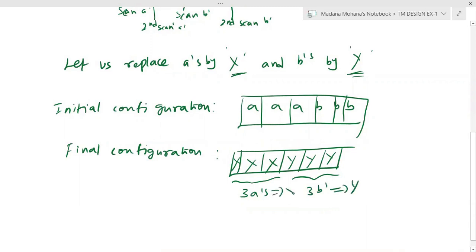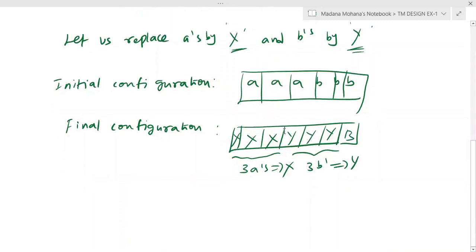Here 3 A's are replaced with X. Then the right side is blank, which means the Turing machine halts at the accepting state by putting an equal number of A's and equal number of B's on the tape. That means matching 3 A's and 3 B's. So both counts will be matched, in the order of A's followed by B's.